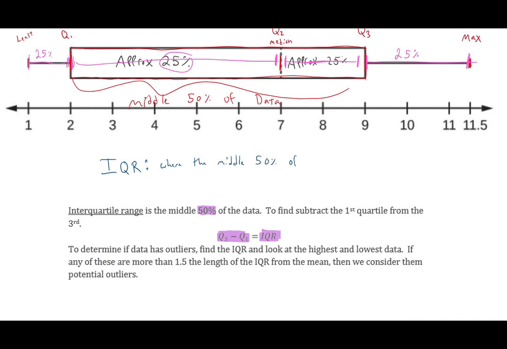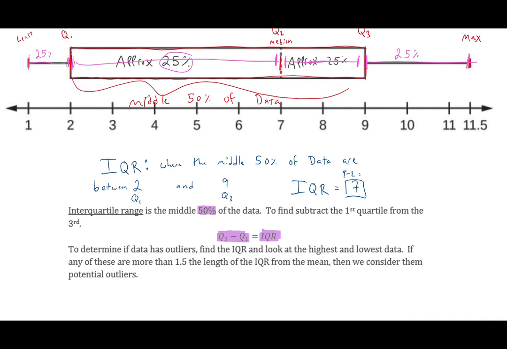Middle 50% of the data are, and in that case they would be between 2, which is Q1, and 9, which is Q3. So the IQR, the interquartile range, is 7. 9 minus 2 is 7.